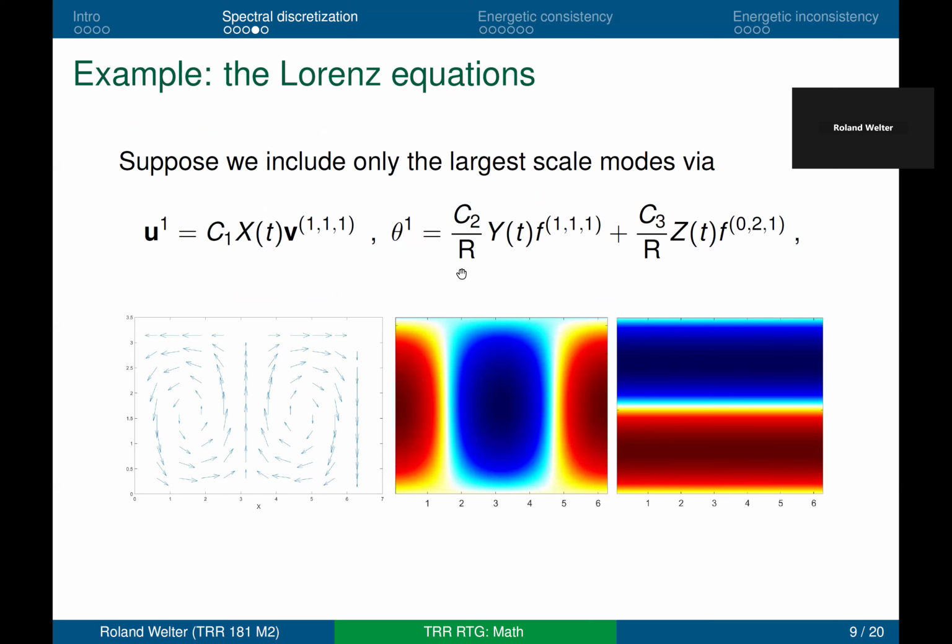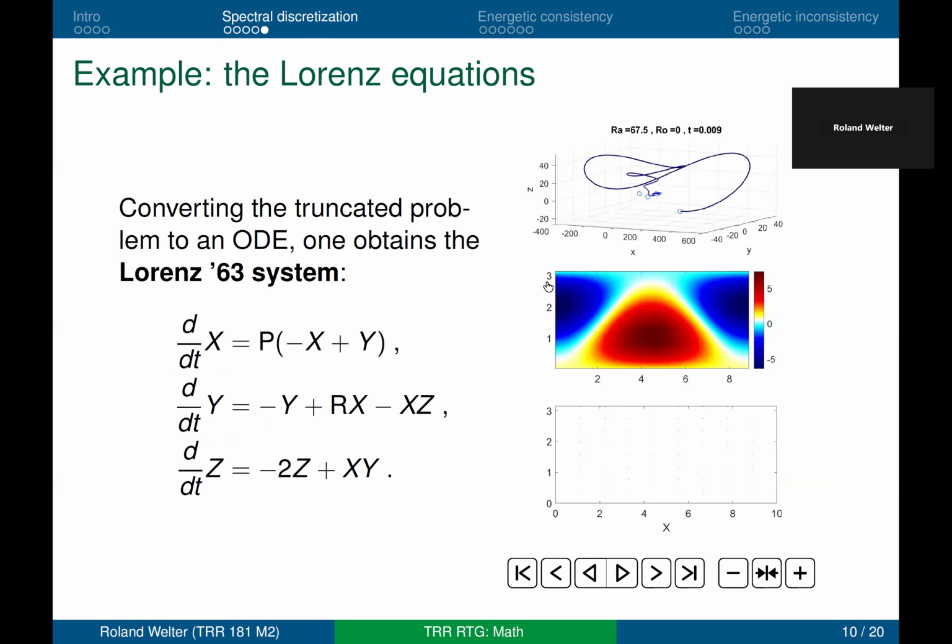So to give an example, suppose we include only the largest scales of motion. So we have a one-dimensional velocity field and a coefficient which we've called large X. This only allows the fluid to circulate in large-scale motions. And we include two temperature fields. And if you do so, then by the procedure outlined above, you can obtain the Lorenz 63 system.